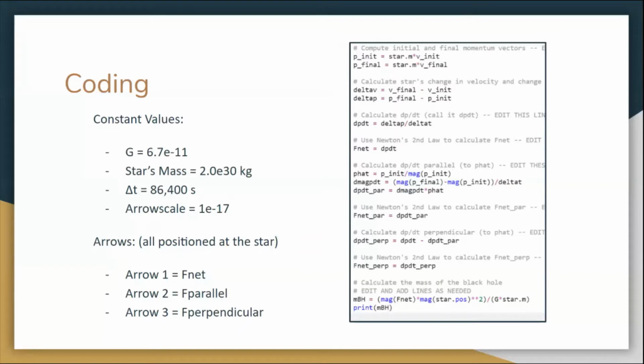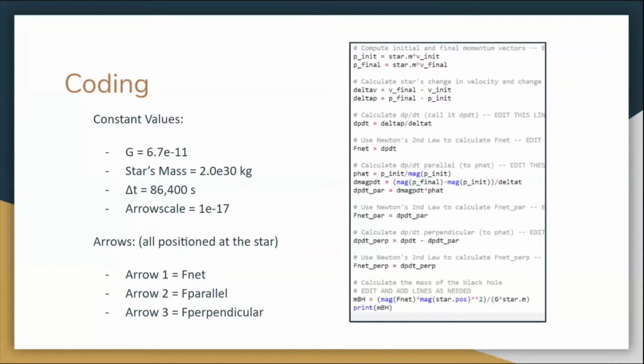In the loop, we'll set the initial momentum to the star's mass times the initial velocity, and the final momentum to the star's mass times the final velocity. The change in velocity will be the final velocity minus the initial velocity, and the change in momentum will be the final momentum minus the initial momentum. And then dp/dt will be the change in momentum over the change in time. Then we set the net force equal to dp/dt.